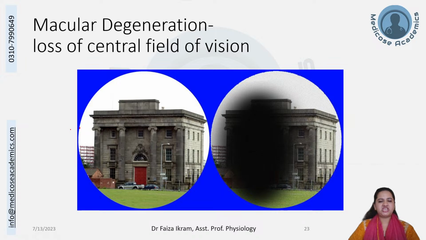This is showing macular degeneration. We discussed very clearly that fovea centralis, macula lutea, has the highest visual acuity, central field of vision, and it can be damaged for some reason. For example, aging can lead to age-related macular degeneration, or other comorbidities can do that. In that case, central field of vision will be lost, whereas the peripheral field of vision will still be working.